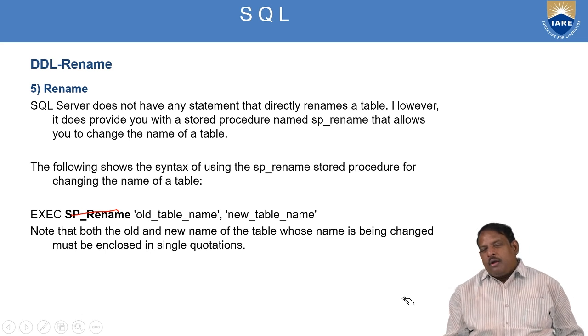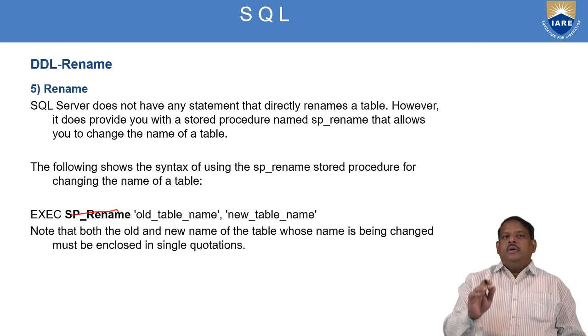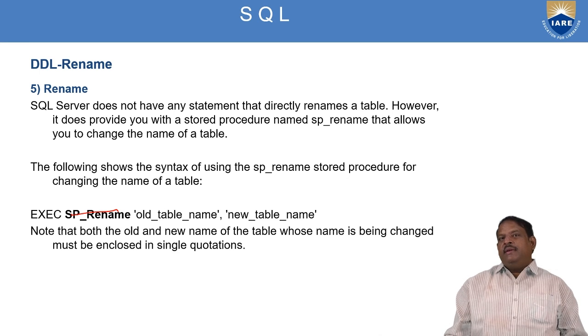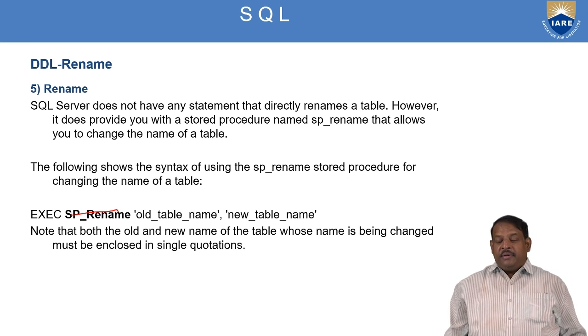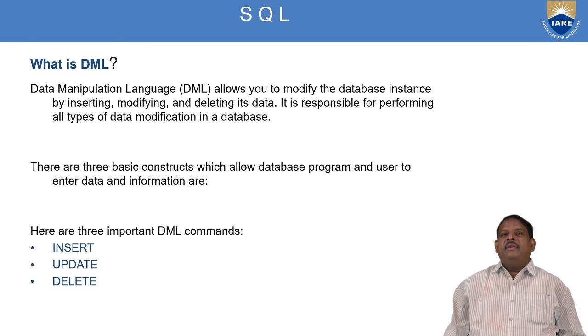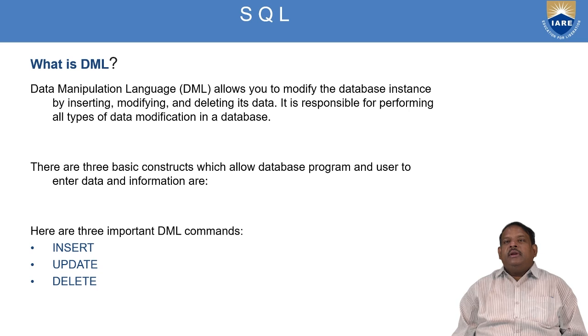We are talking about stored procedures only because at this moment we have something called the rename function. The rename will change the object name. Again, at the DML, we have three types. This is used to modify the data. It is responsible for performing all types of data modification in a table.